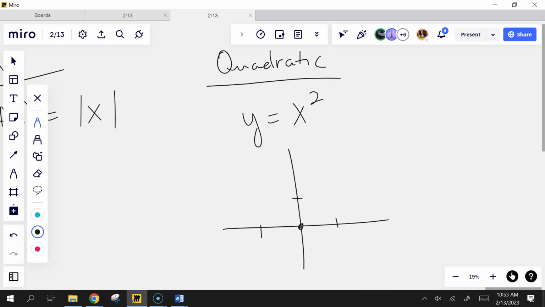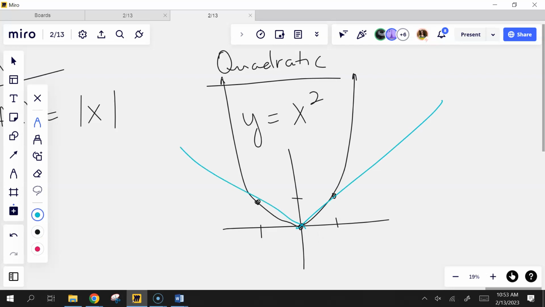Same points, but different graph. If you went out another point, you'd see how it changes, because at 2, the absolute value graph would be 2, but at 2 here, you'd be at (2, 4). Whereas the absolute value graph does this. I should make this a little smoother here.